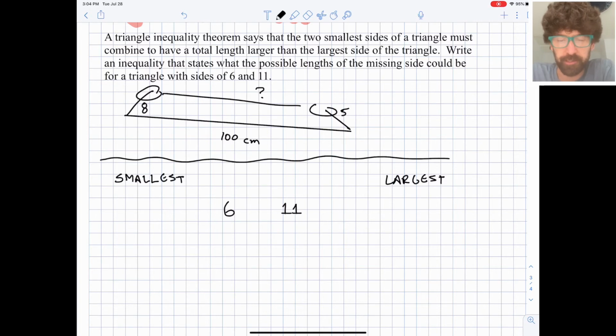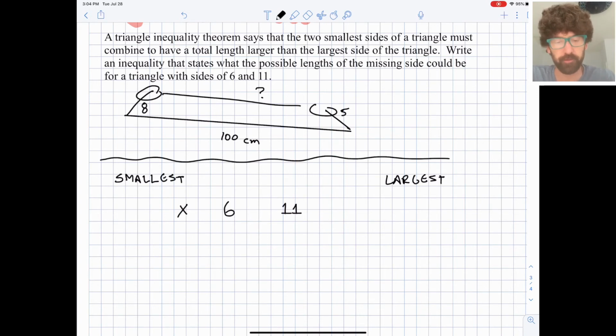But we don't know if 11 is the largest side or 11 could be the middle side, but we know that 6 can't be the largest side. So we have a missing side here, okay? And that missing side could be the smallest side. That missing side could also go in here or in here. We don't know where. The missing side could be the middle side, or it could be the largest side.